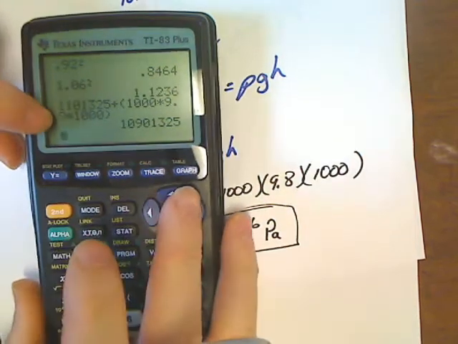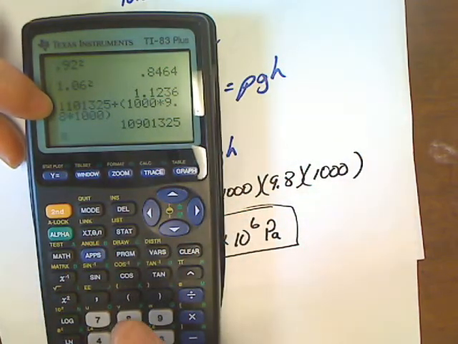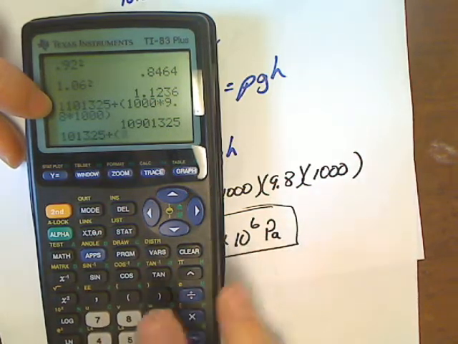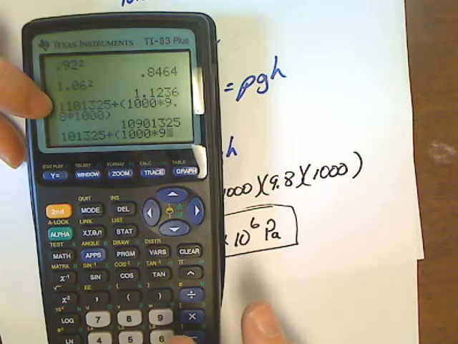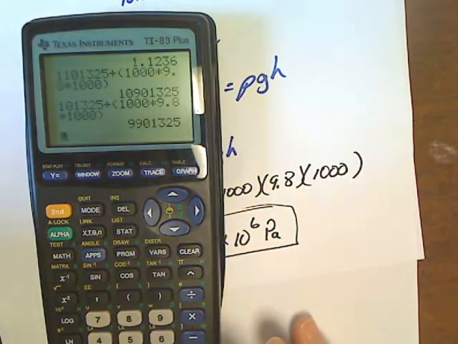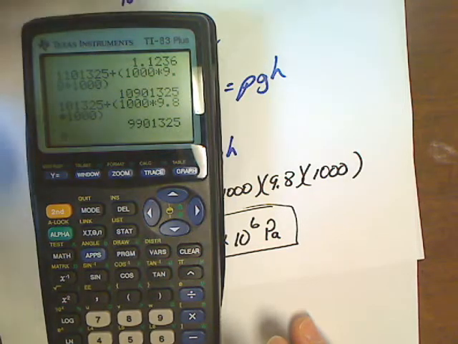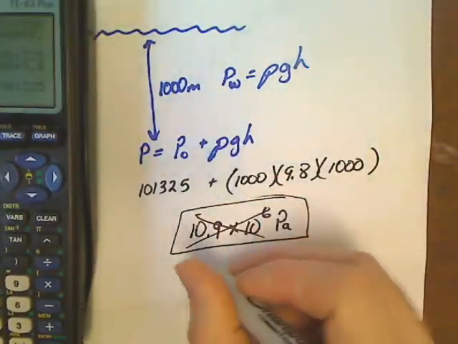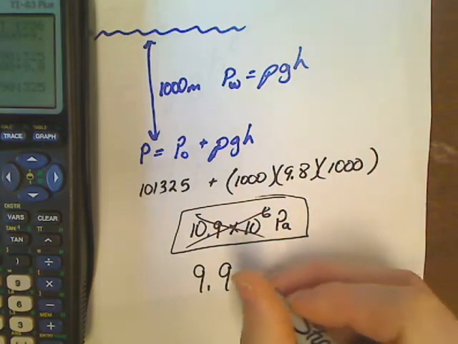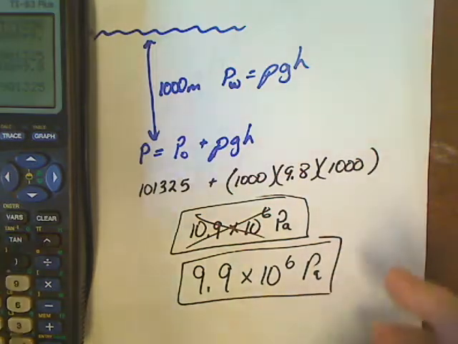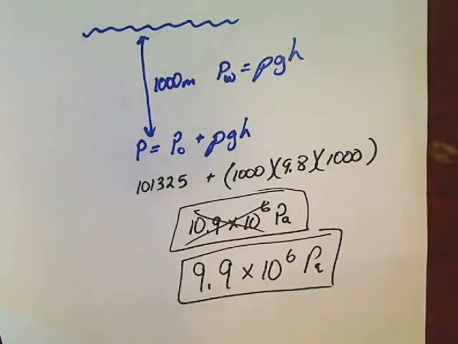Actually, I think I was wrong. Can you see my calculator? Stupid TI, I got an extra 1 in there. Let's repunch this. 101,325 plus 1,000 times 9.8 times 1,000. Try it again. What have we got this time? Looks like I've got about the same answer, 9.9 times 10 to the 6 Pa, which didn't change by much, but is an incredible amount of pressure. So that is a lot of pressure.